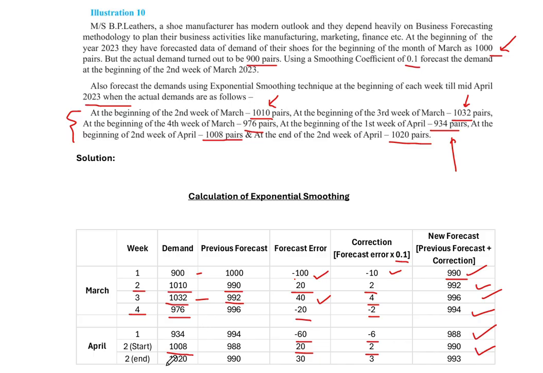Now we calculate for the end of the second week. At the end of the second week, demand was 1020 pairs. The previous forecast is 990. So forecast error will be 1020 minus 990, 30. The correction is 30 into 0.1, 3. And the new forecast will be 990 plus 3, 993. Hope you understood this well.